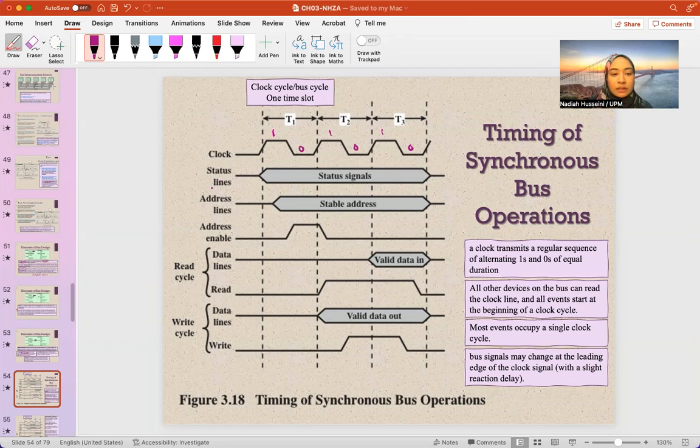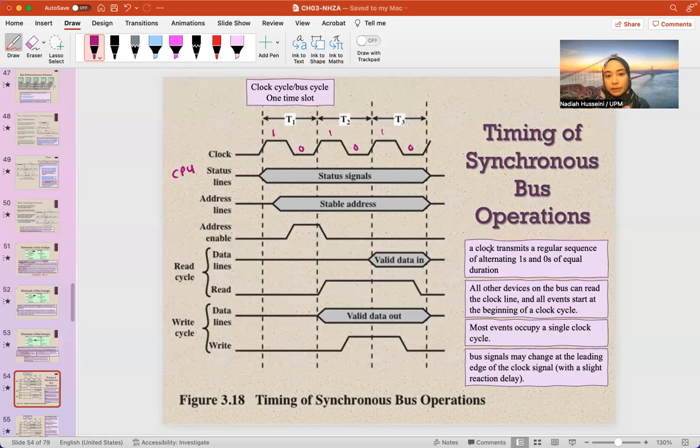So here we have the status lines. The status line is controlled by the CPU. So let me write that over here, the CPU or the processor. Then we have the address line, the address enable. We have the read cycle operation, and we have the write cycle operation. Let's talk about it one by one.